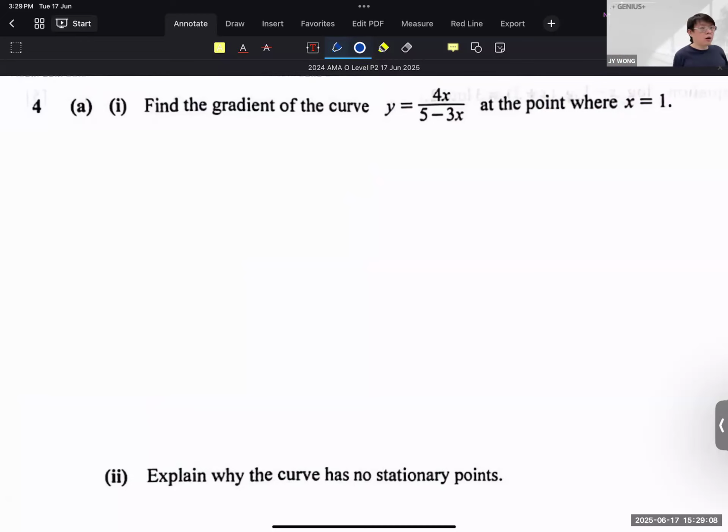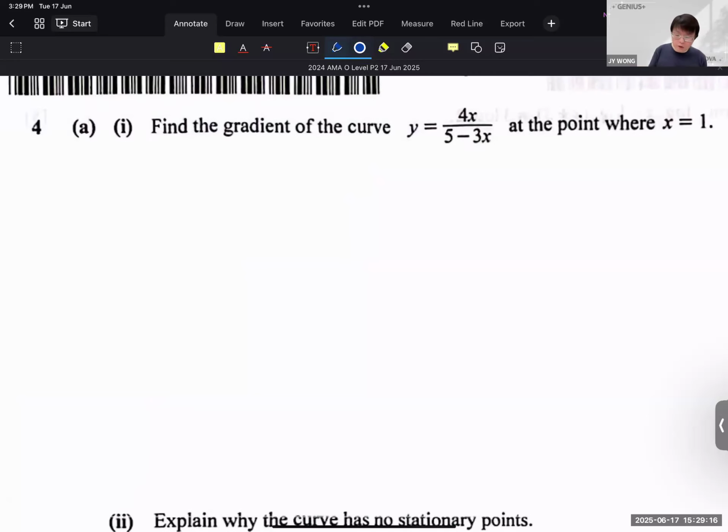Instead of having to do product and power law, if you know your quotient law, then it's so much more straightforward. So by quotient law, dy/dx is equal to, Elijah, state your quotient law for me. Denominator, don't differentiate. Differentiate your numerator. Differentiate your denominator. What do I get here? Differentiate my numerator, sorry, what do I get here?